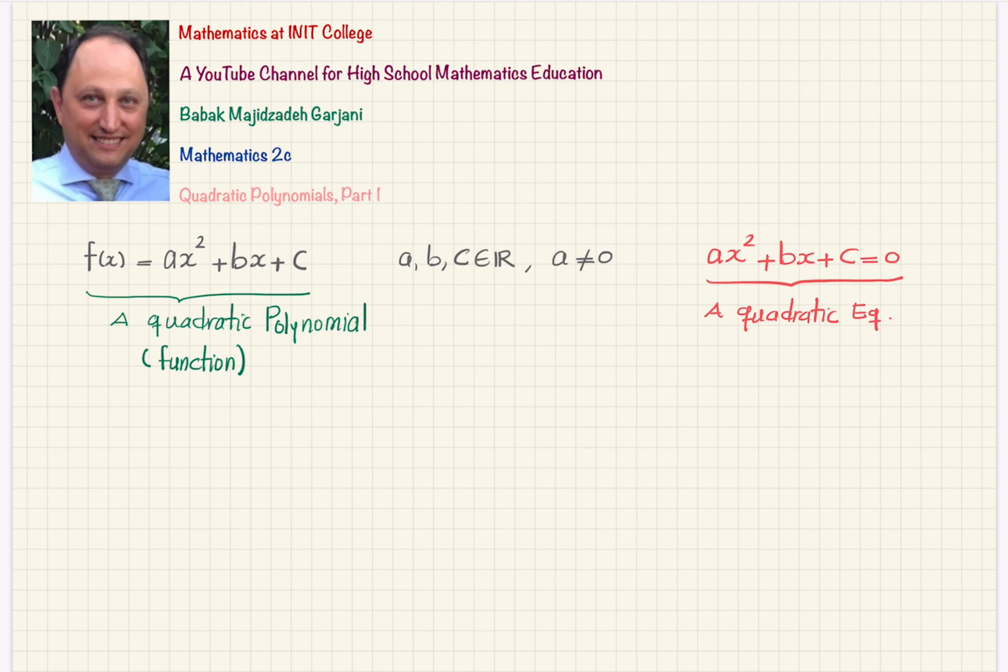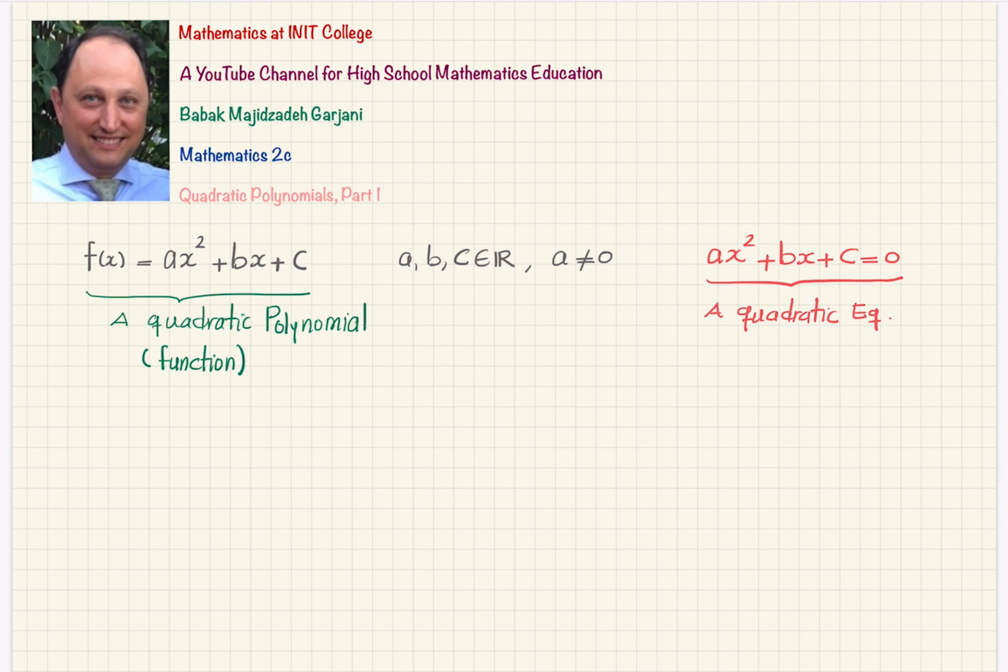Okay, so for example, I cannot ask you to draw the graph of a quadratic equation. I can ask you to draw the graph of the quadratic polynomial. I cannot ask you to solve a quadratic polynomial, but I can ask you to solve a quadratic equation. So these are the main differences. Yes, so please appreciate these differences.